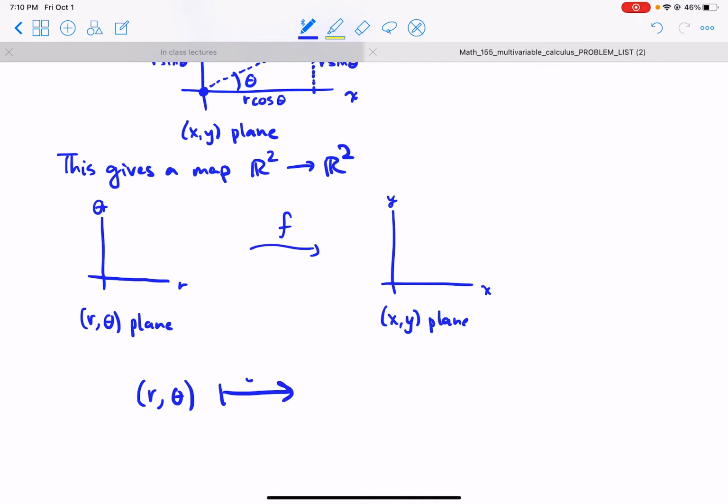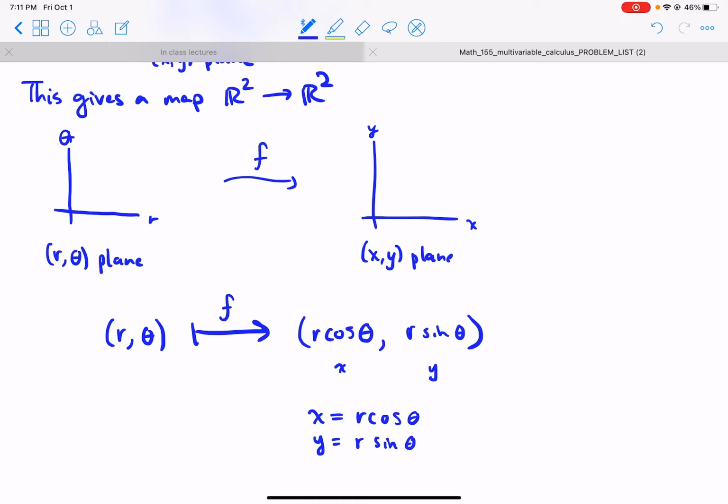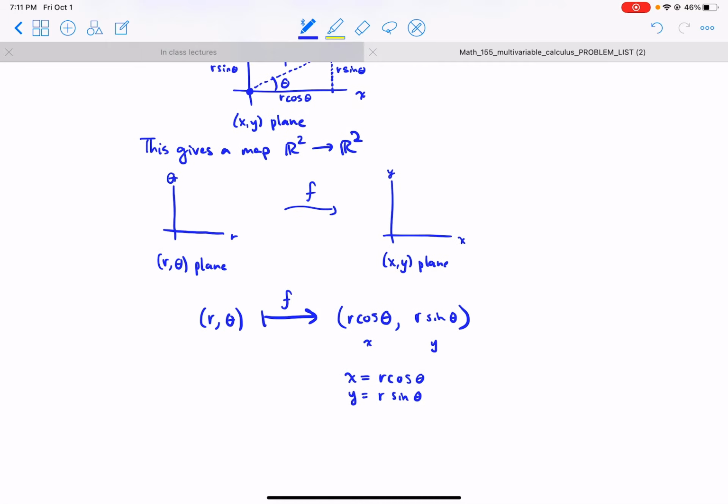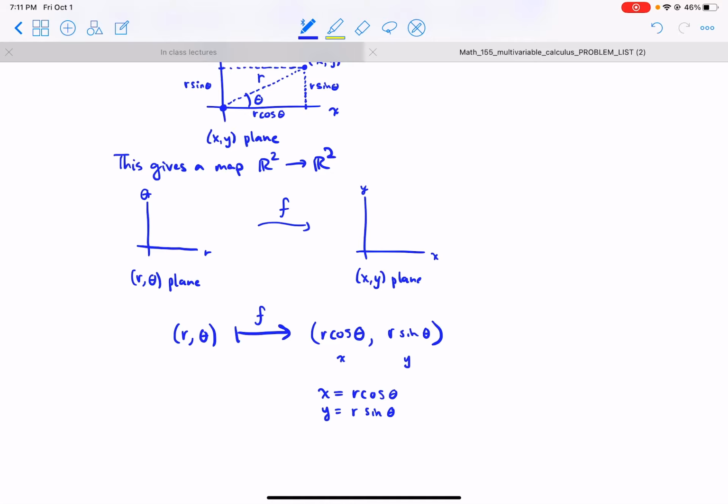Which, by the way, we named this output space. We named its coordinates x and y. So another way to say this, and you'll often see, is x equals r cos theta, y equals r sine theta. And so that is the map.